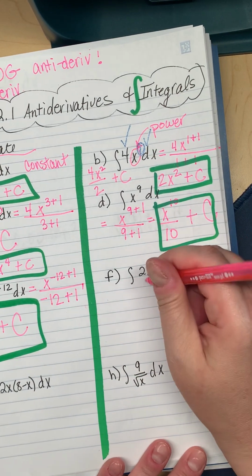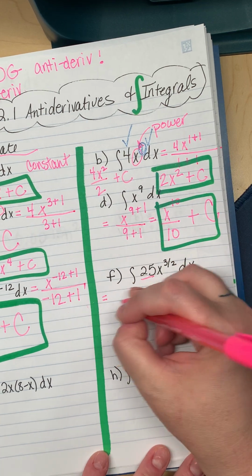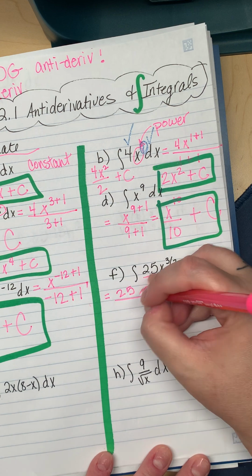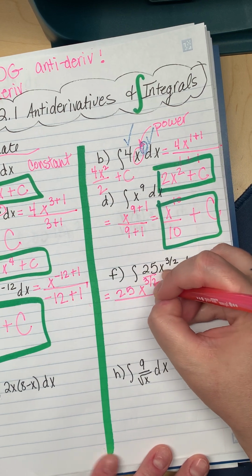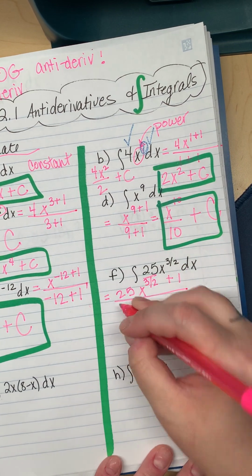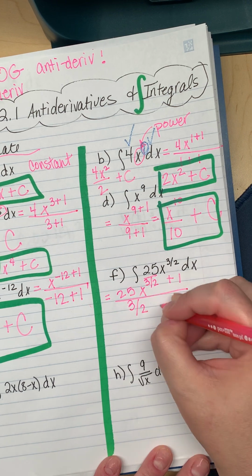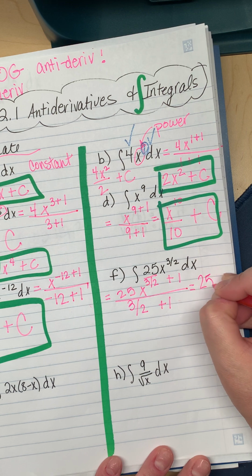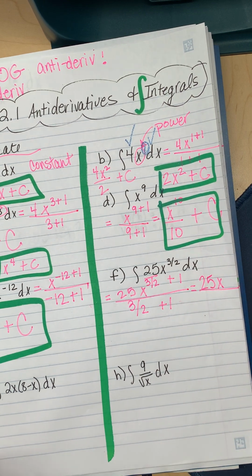There's a number in front, so we're going to put equals a number in front, 25. Then I'm going to take that exponent and add 1. Then I'm going to divide by that exponent, adding 1. Okay, then we get 25x to the something over something.